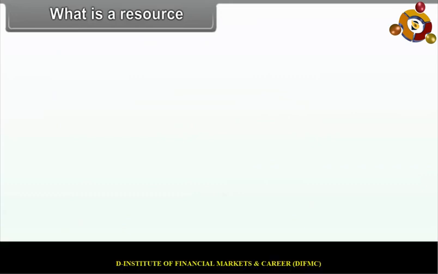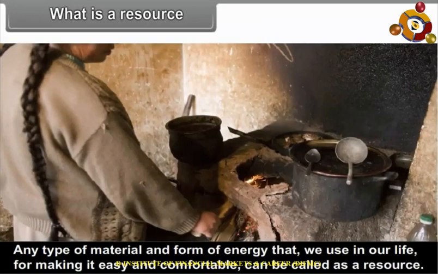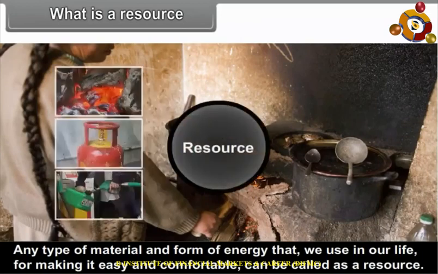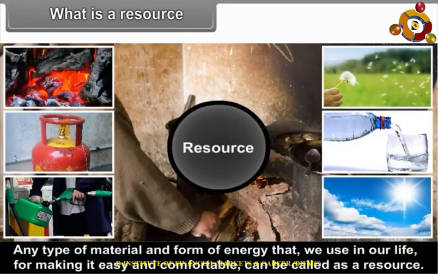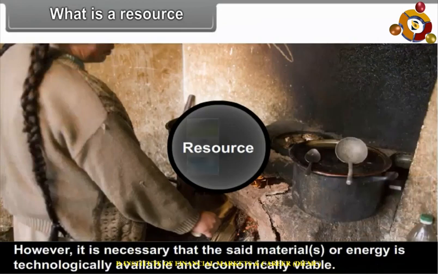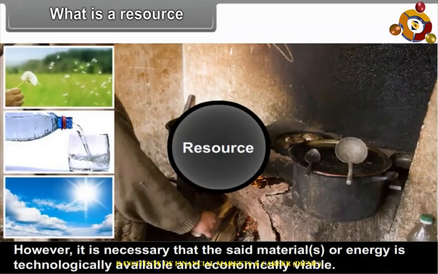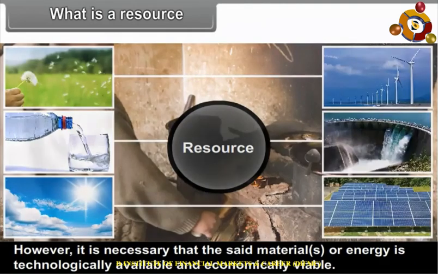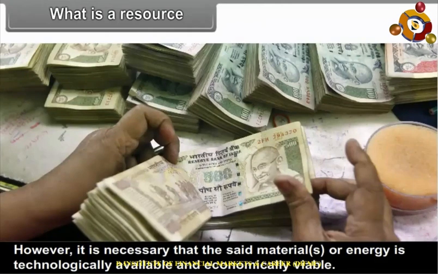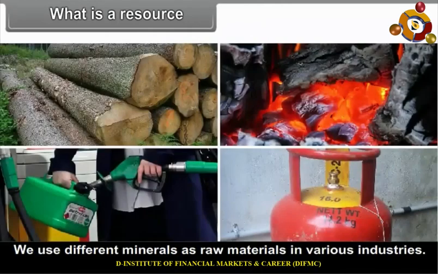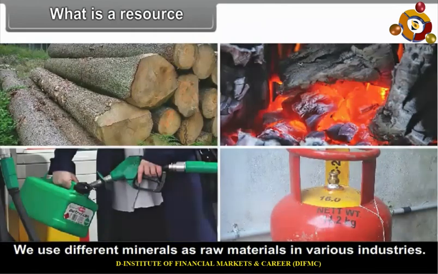What is a resource? Any type of material and form of energy that we use in our life for making it easy and comfortable can be called a resource. However, it is necessary that the said materials or energy is technologically available and economically viable. We use different minerals as raw materials in various industries.